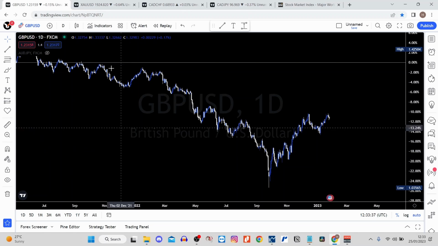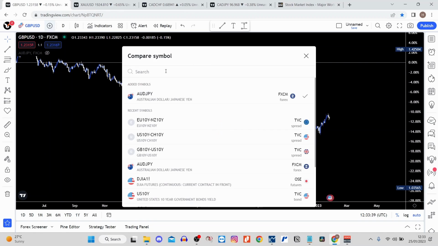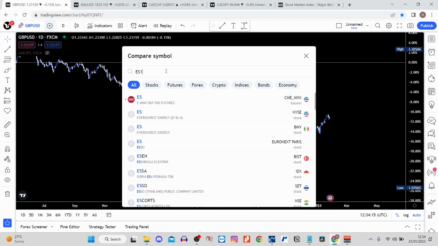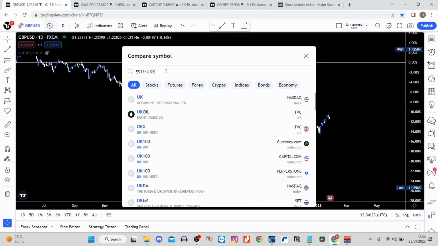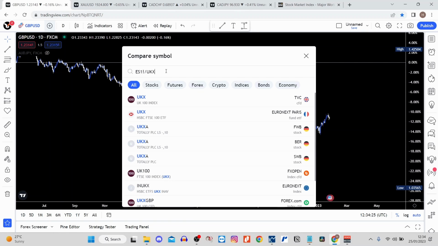The first thing you would do is click on compare. This is going to be a little bit different from the bonds. For the bond deals, we were just looking at the interest rate differentials. This time we're looking at the equity market and the correlation between the equity market and the currency market. Therefore, we're going to start with the ES futures, the S&P futures, divided by the UKX or the FTSE 100.